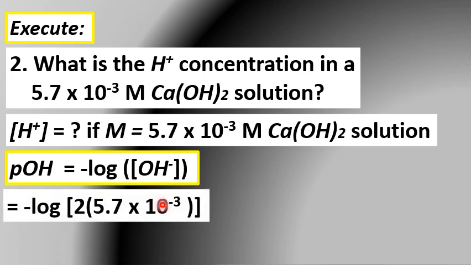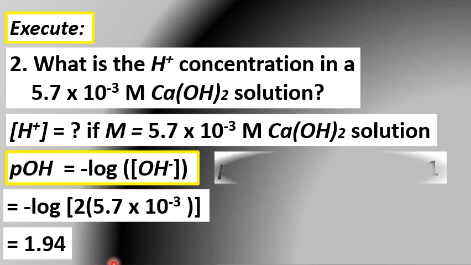So, negative log of 2 times 5.7 times 10 to the negative 3. This is the molarity of calcium hydroxide. We multiply it by 2 because based on the formula for calcium hydroxide, there are 2 hydroxide ions. So, doing our math, we will get the pOH value equal to 1.94. So that's the pOH value of the solution.